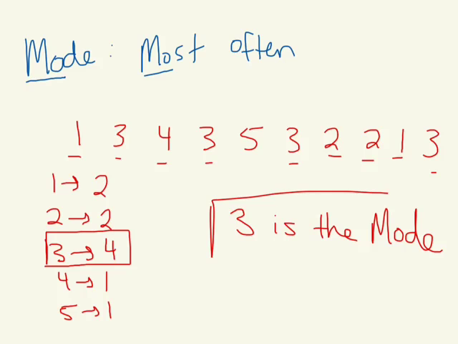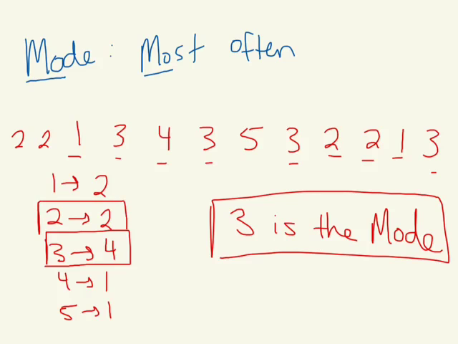Okay, if there was a tie, say that we added 2 more 2's in here. Okay, then this number would also be 4, and then you would have 2 and 3. Okay, you can have multiple modes, that's okay. Okay, good. Those are the measures of central tendency.